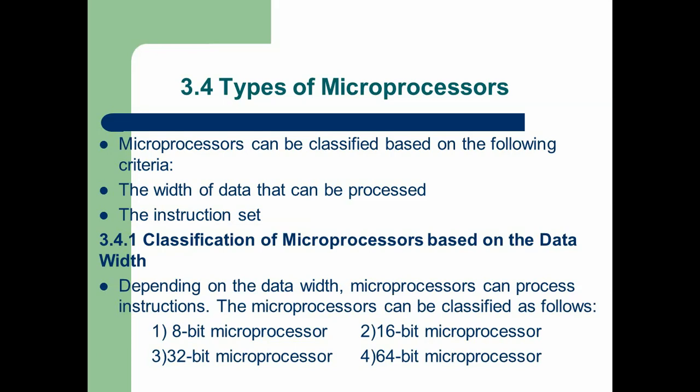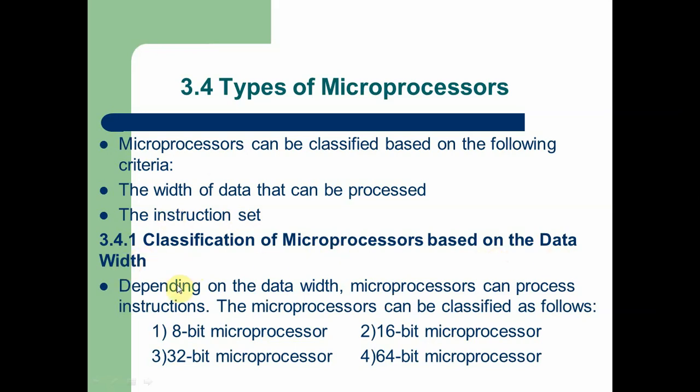Depending upon the word size, that is the width of the data, microprocessors can be classified into four different categories. In this topic you can see classification of microprocessor based on the data width. The next classification depends on the instruction set, which we will discuss in the upcoming topic. First we see classification based on the data width.